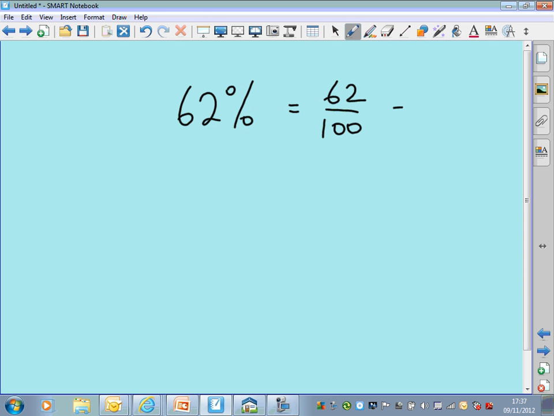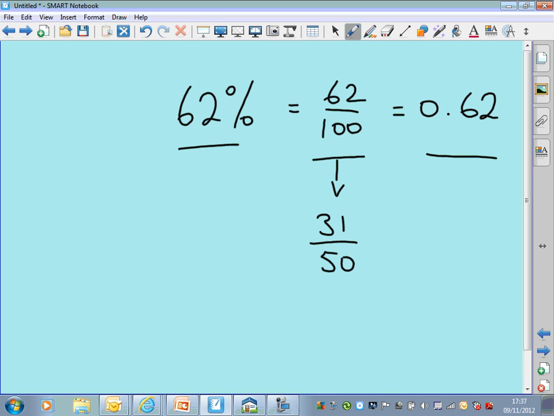And 62 hundredths can be written as a decimal, that's 0.62, can't it? So there we go, bingo. Percentage, equivalent fraction, equivalent decimal. This fraction, of course, you would normally think to simplify, divide 62 and 100 by 2 would give me 31 over 50. So in simplified terms, that's what it would be as a fraction.